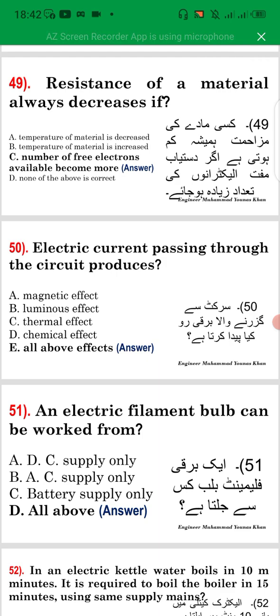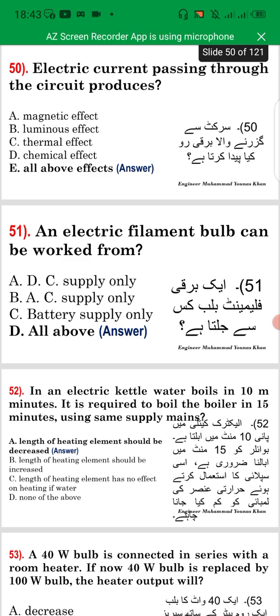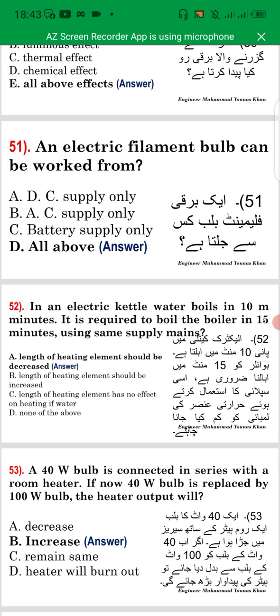Question number 50. Electric current passing through a circuit produces magnetic effect, luminous effect, thermal effect, chemical effect, all of the above effects. So the correct answer is all of the above effects. Question number 51. An electric filament bulb can be worked from DC supply only, AC supply only, battery supply only, all of the above. The correct answer is all of the above.